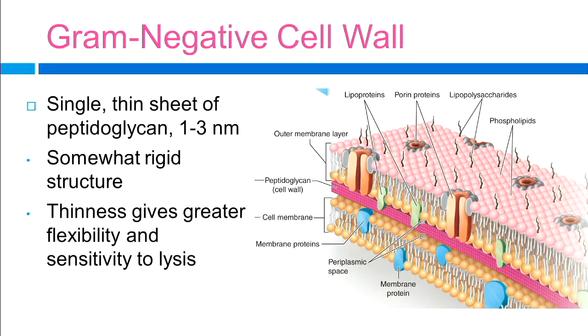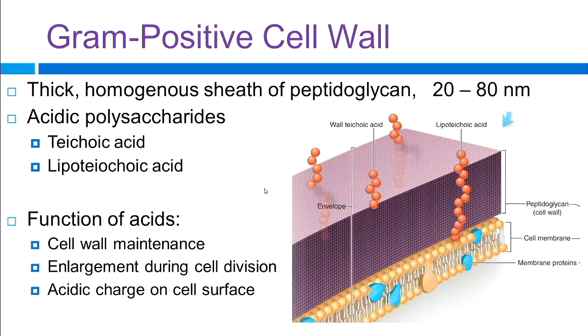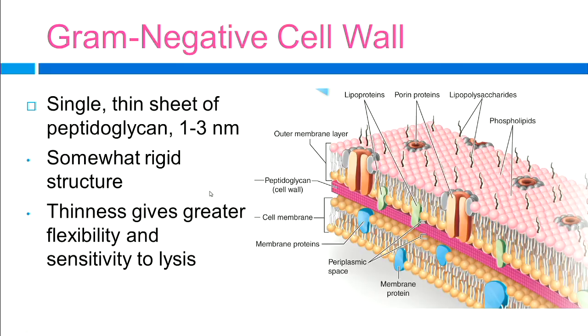Gram-negative cell wall is this little pink strip down here. Much, much, much thinner, only 1 to 3 nanometers compared to 20 to 80. You see the difference? We say it's somewhat rigid, but compared to a gram-positive, it's much more flexible because it's very thin. But it has this outer membrane for protection. It is more sensitive to lysis, which means this exploding, because this isn't as rigid to protect it.